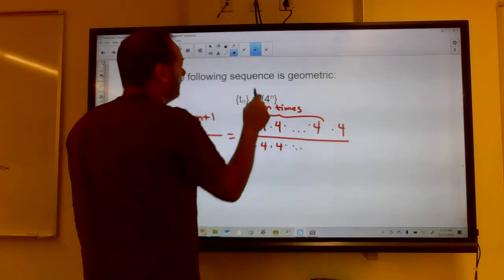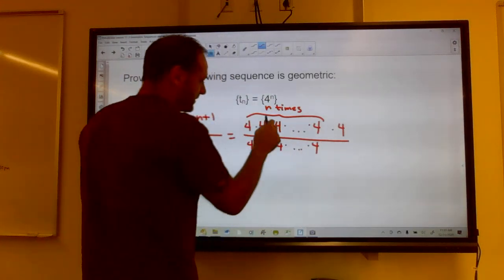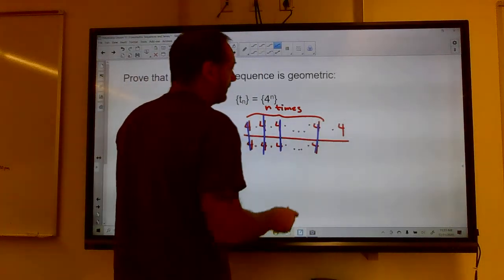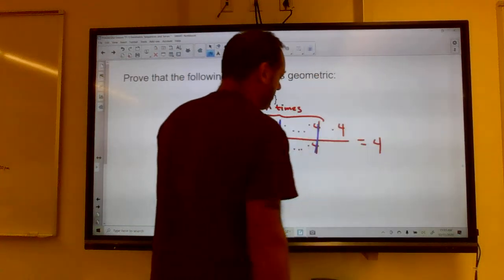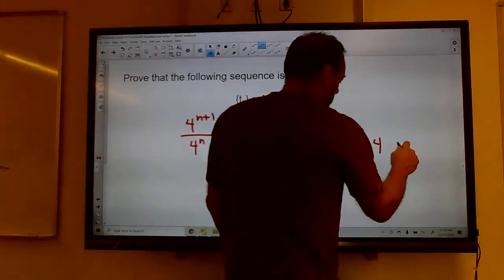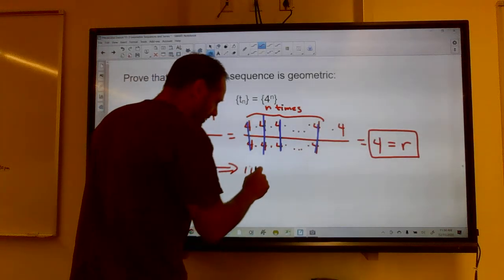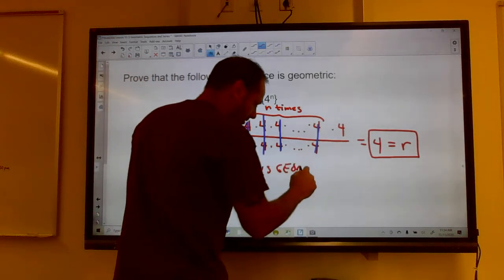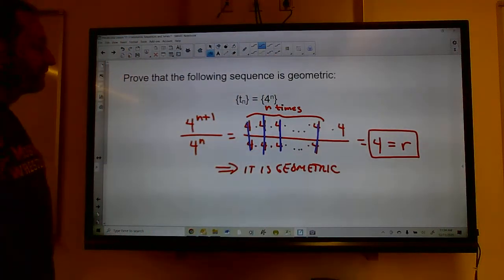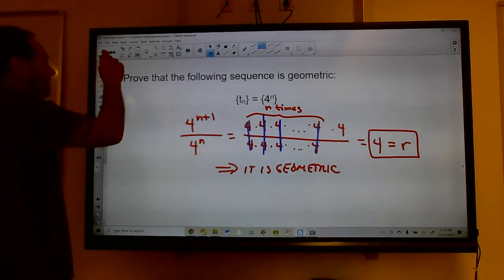And then this is just 4 times 4 times 4 times dot dot dot times 4, and this is n times, okay? And then all these are going to cancel out, and I'm left with 4. So since that's just a constant number, that's my common ratio, r. Since I have a common ratio, that implies it is geometric. And if I wanted to find my first term, I just plug 1 in there, and that would also be 4. And again, like I said, it doesn't happen every time, but it did on this one.